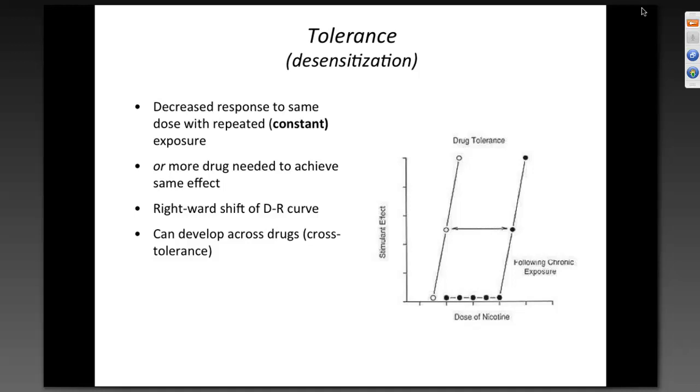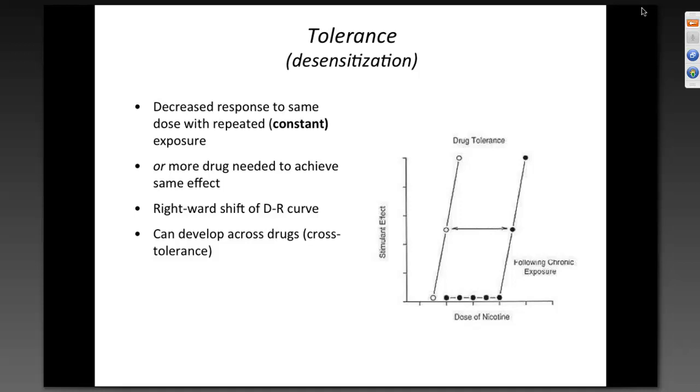If I told you earlier that left shifting a dose-response curve was an increase in potency, then it makes sense that a right shift of the dose-response curve is a decrease in potency, which is the same thing as saying you need more of the drug to achieve the same effect, which is the same thing as saying a decreased response. Okay? Can you see how those start to overlap? I say overlap because they're not exactly the same thing, and you do want to keep them separate in your head.